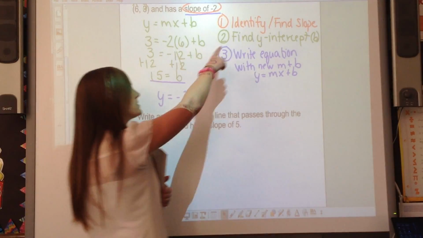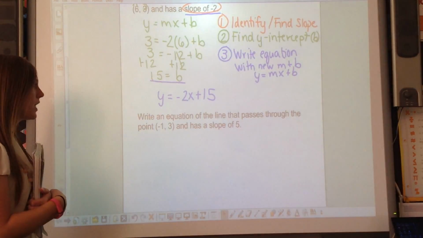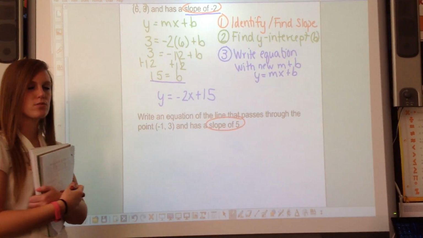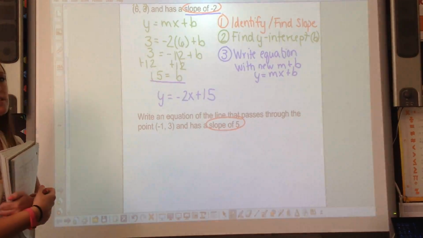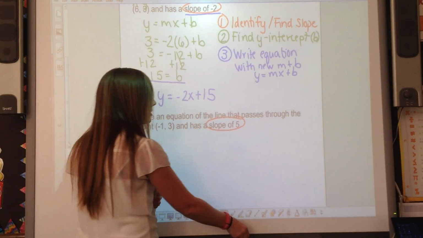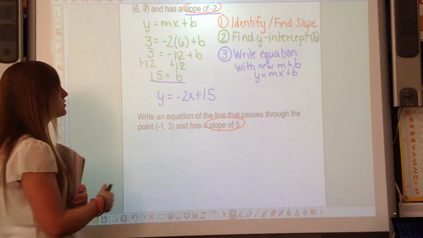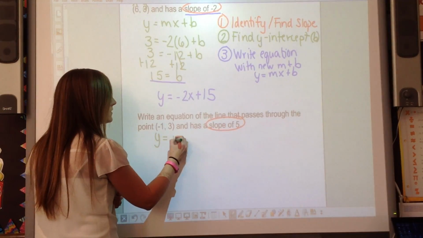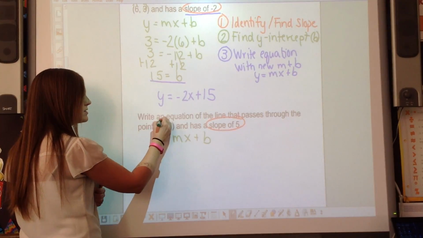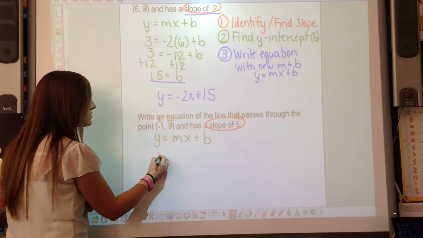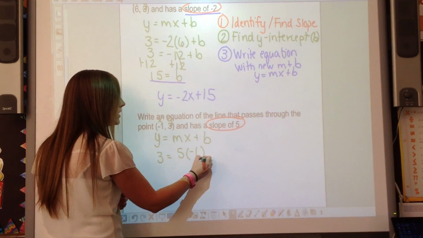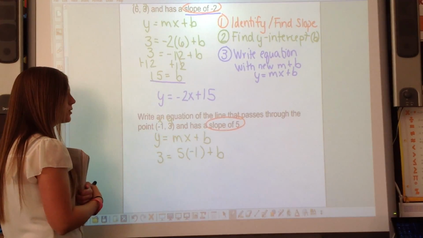So my first step, step 1, is to identify or find the slope. This one gives us a slope again, so we don't have to find it, we just have to identify it. It does not give us a b, it does not give us the y-intercept, so we're going to have to find it by plugging everything we know into the slope-intercept formula. They give us an m, an x, and a y. Remember, this ordered pair means an x and y. So our y is 3, our slope is 5, our x is -1. We're going to solve for b.